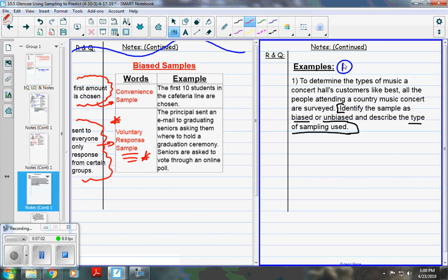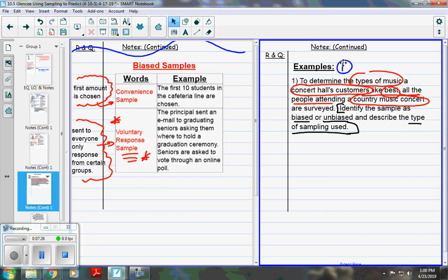The first thing we're trying to do is determine the types of music concert hall customers like best. And in this example, the study was performed on all the people attending a country music concert. I'm going to ask that you pause here, read through these 5 sampling techniques, and try to tell me which one got used.